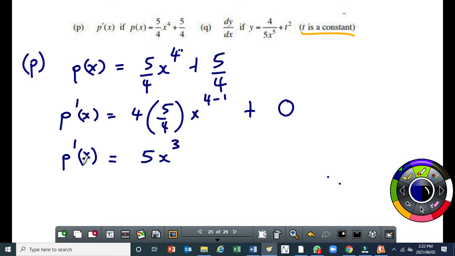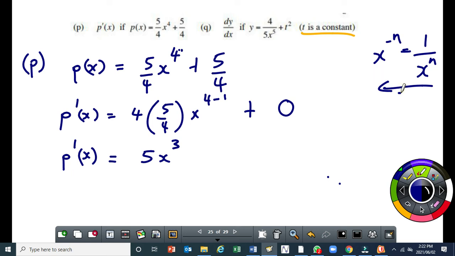Okay. Then for Q, you need to find dy over dx. Now, dy over dx is the same as f prime of x. But if the question says determine dy over dx, you must write your answer in terms of dy over dx. So here, our variable x is part of a denominator. So we need to use our laws of exponents. So we have to use this law, x to the power of minus n is equal to 1 over x to the n, by moving from right to left.